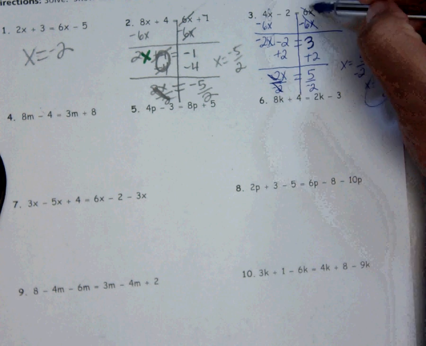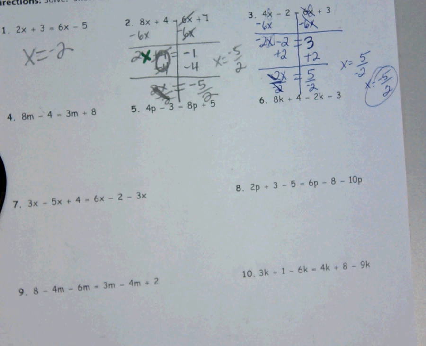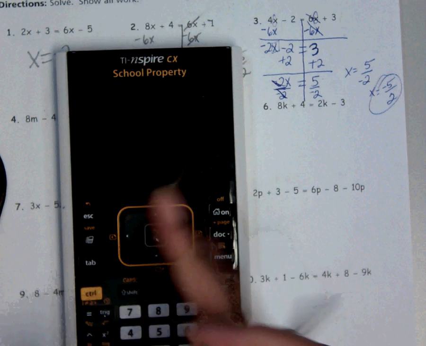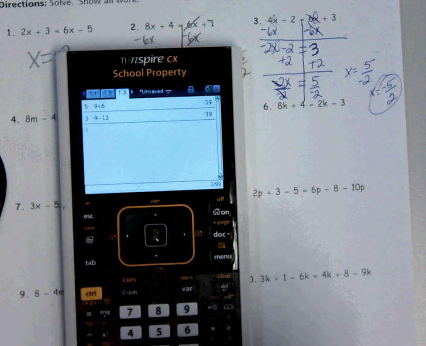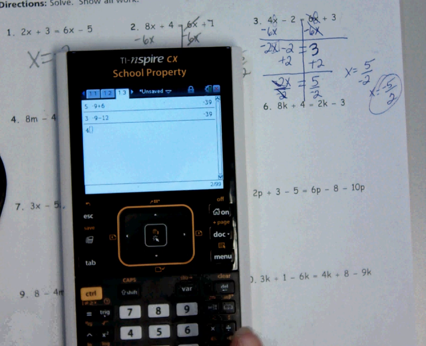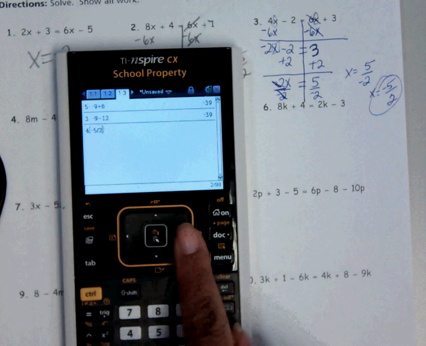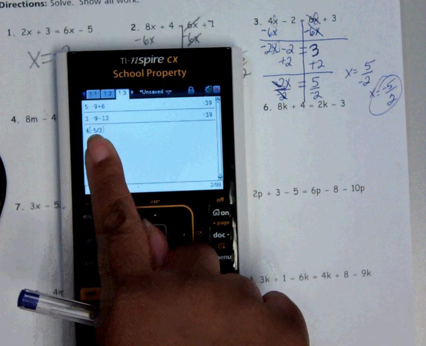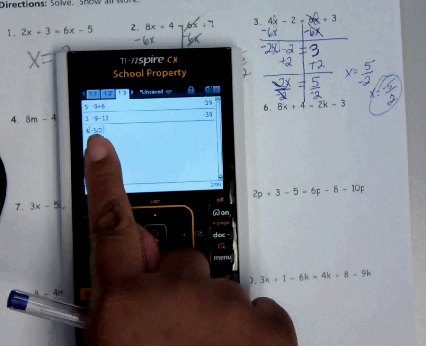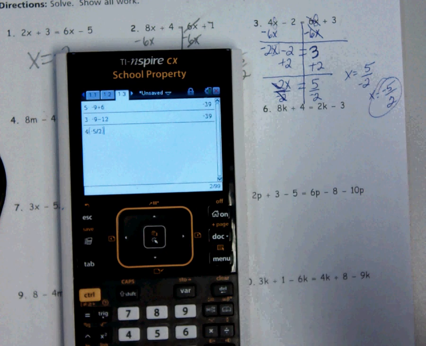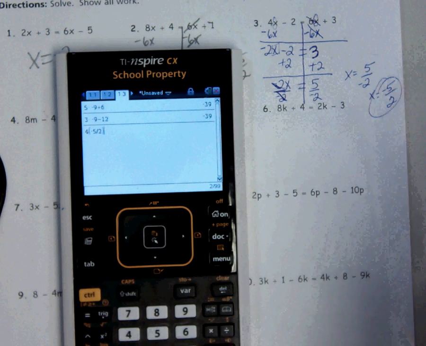Okay, so can you take these answers and put them in the calculator and check to see if your solution is correct? Yes, we can. So let's do that because I didn't do it on number 2. And I'm going to use the calculator. I'm just going to use a resource. It's not cheating. Okay, negative 5 divided by 2. And I used the division sign that time. I didn't use the fraction bar.